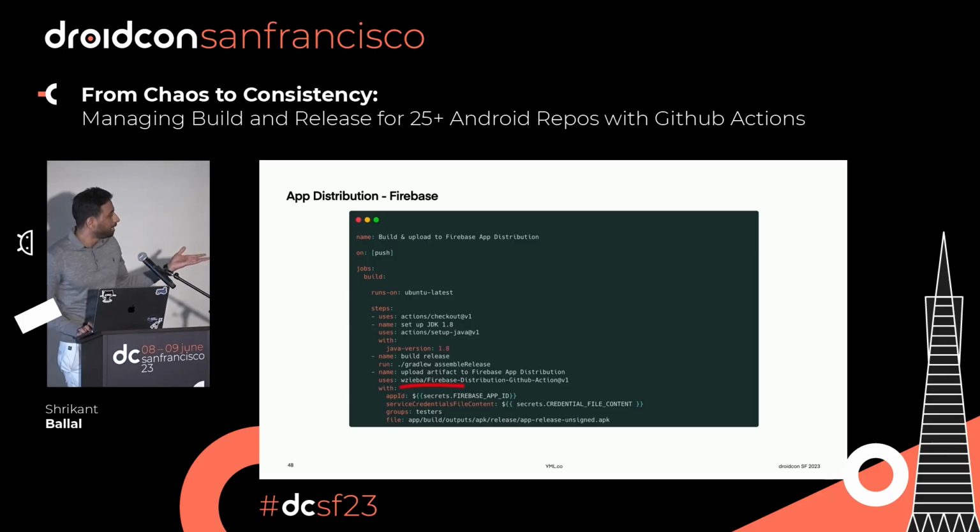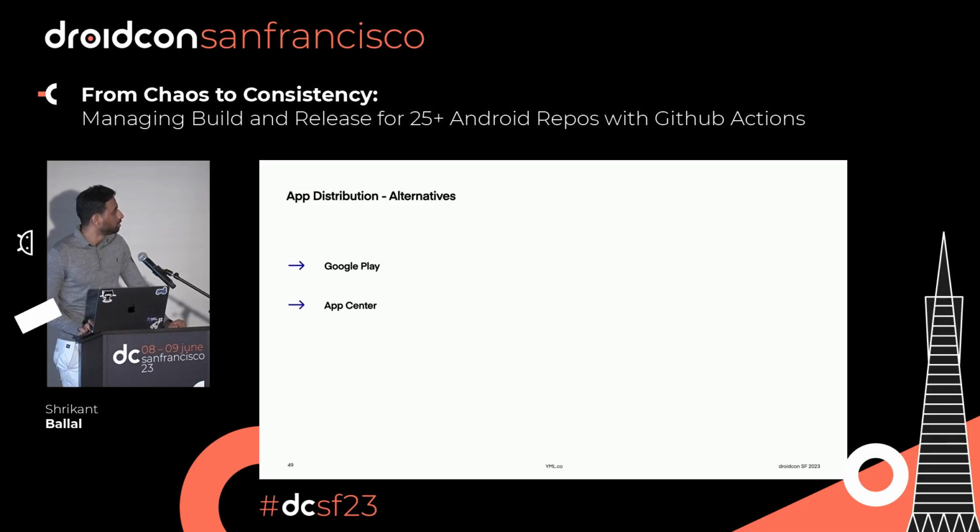I'm passing the app ID, service credentials, groups and file, all the parameters that are required for Firebase here. The alternatives are Google Play and App Center. We are using Google Play also, but it is for the production app. For internal testing, we are using Firebase App Distribution.